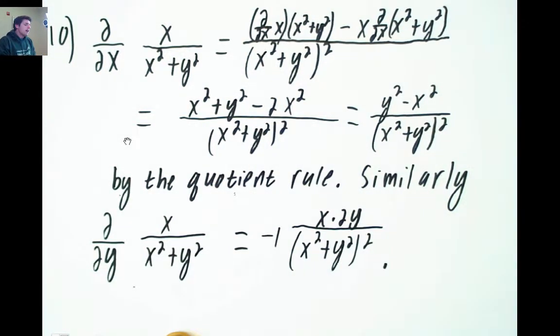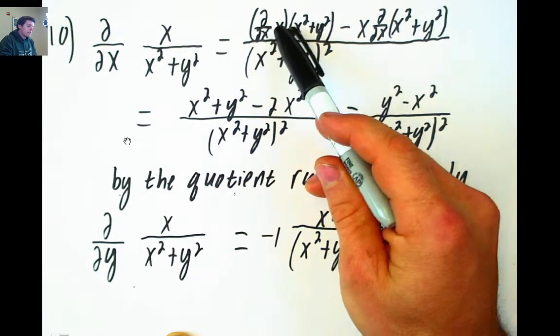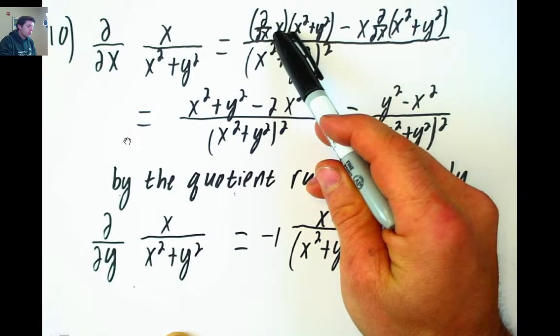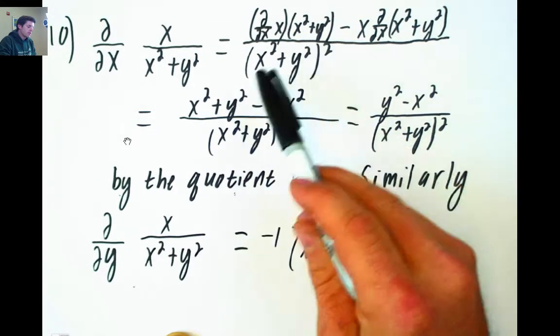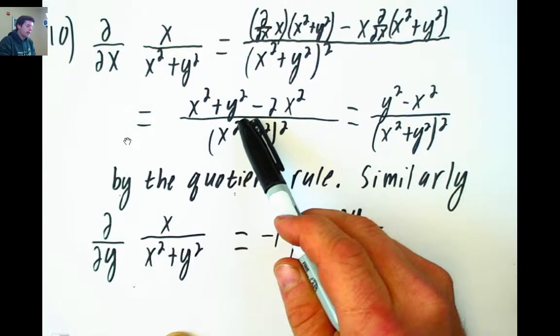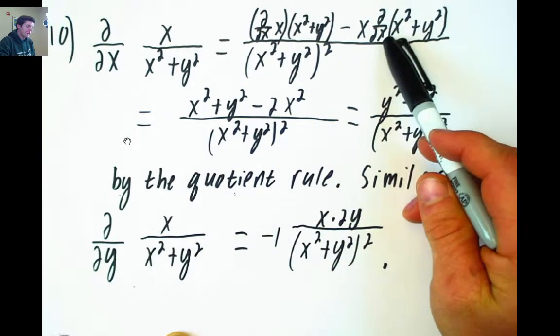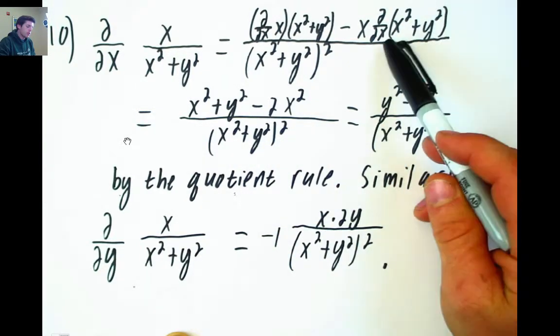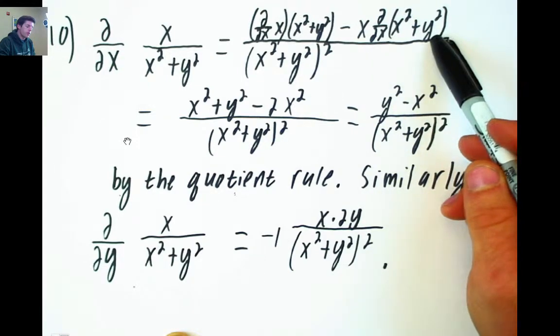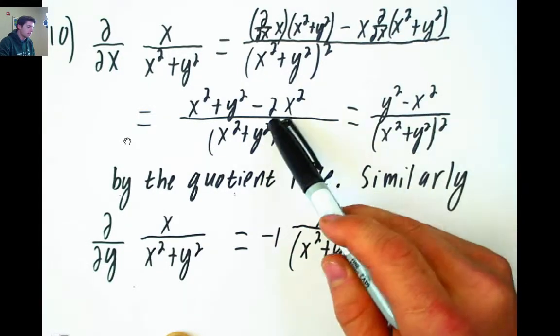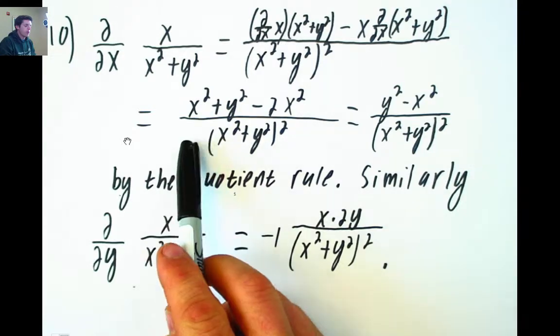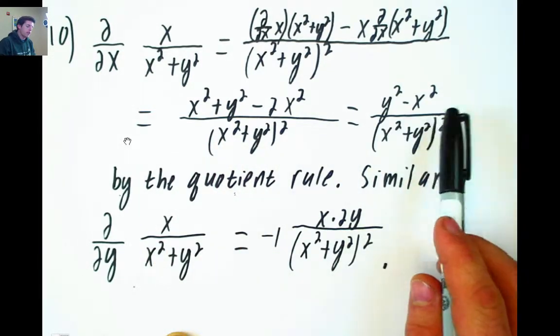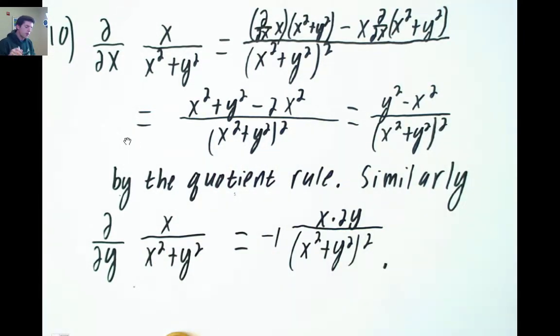Okay. So I calculate the derivative with respect to x. It is 1. And so in the numerator I have 1 times x squared plus y squared. Right there. And x times the derivative with respect to x of x squared plus y squared, well, that's just 2x plus 0. So I have 2x times x, or 2x squared. And then I have an x squared minus a 2x squared. I simplify that in the numerator, and the denominator stays the same. Okay. And then I say by the quotient rule.